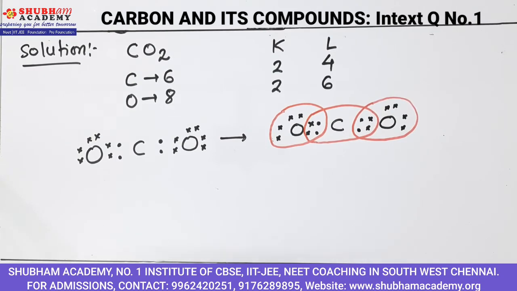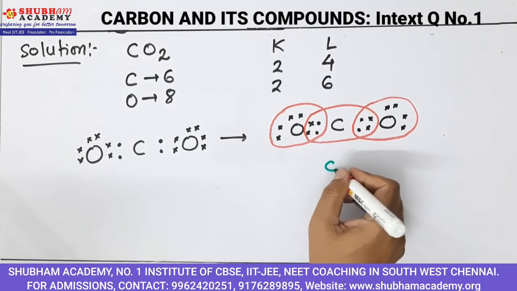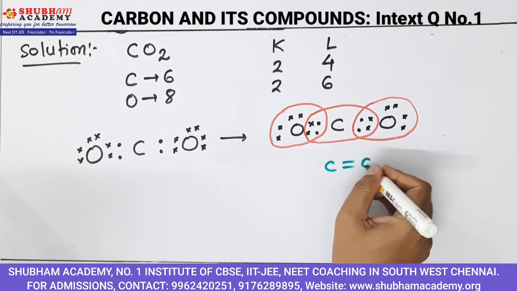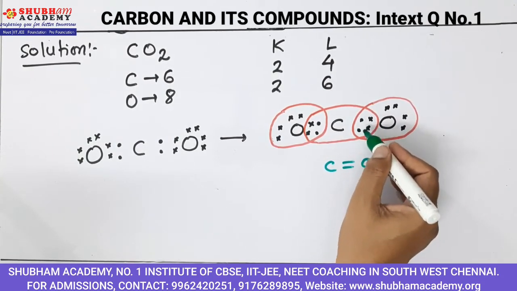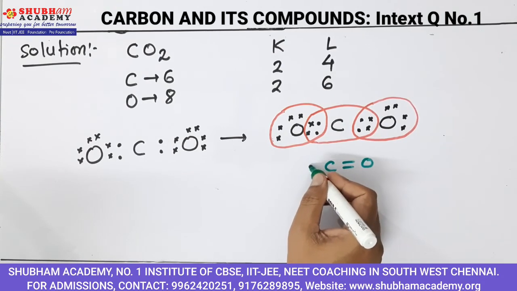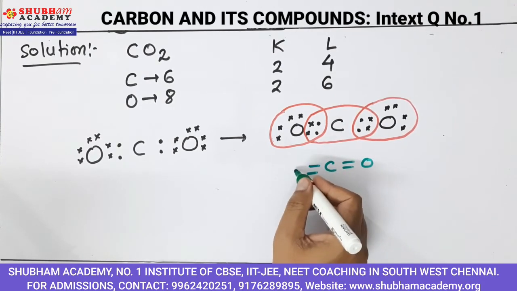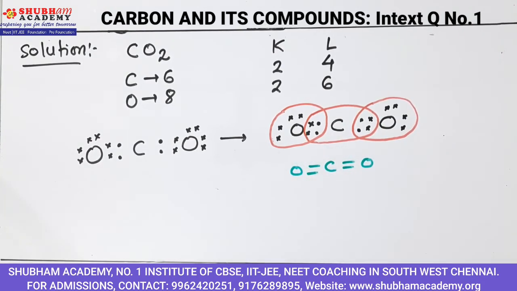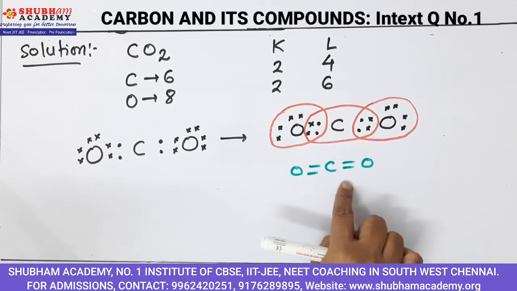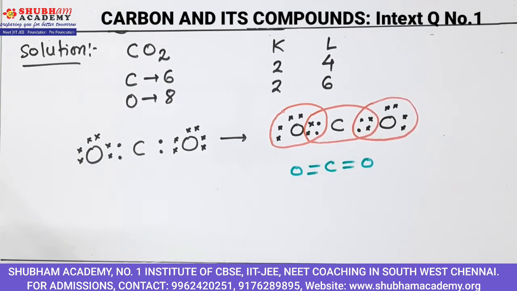So if you draw the bond structure, it will be C double bond O, since 2 electron pairs are shared here, and similarly C double bond O on this side also, right? So this is all about the dot structure and the bond structure of carbon dioxide. I hope you have understood the explanation part of this question.